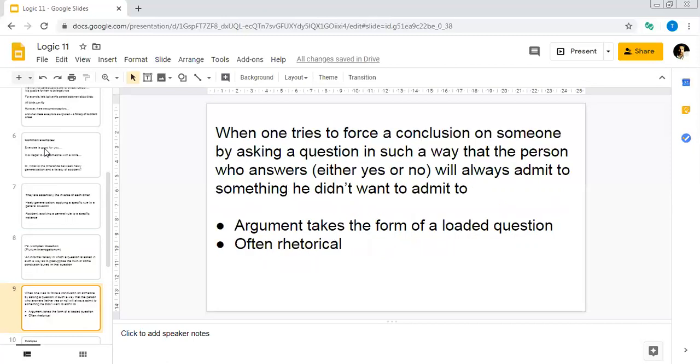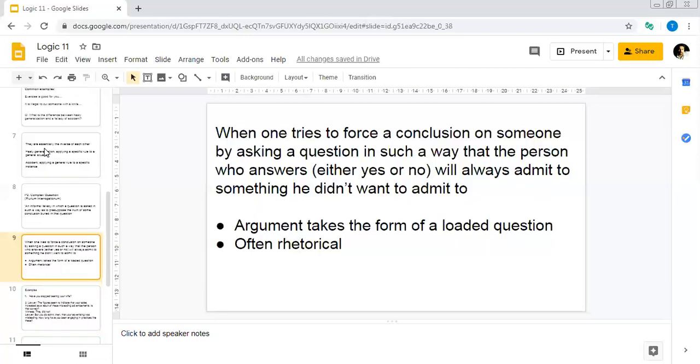Okay, let's look at some examples of it, I think it's going to be more clear when I go through the examples. So let's just read what this slide says. When one tries to force a conclusion on someone by asking a question in such a way that the person who answers either yes or no will always admit to something he did not want to admit to. Okay, so you're basically not giving an option to the other person. You're already implying, you're already reaching a conclusion through the question. Okay, so the argument takes the form of a loaded question. Like I said, it's rhetorical because you're already implying something. The conclusion is implicit in the question.